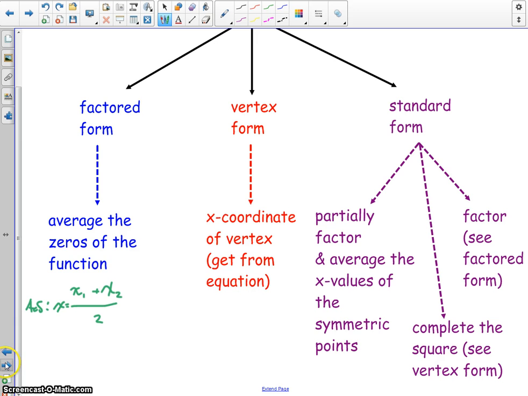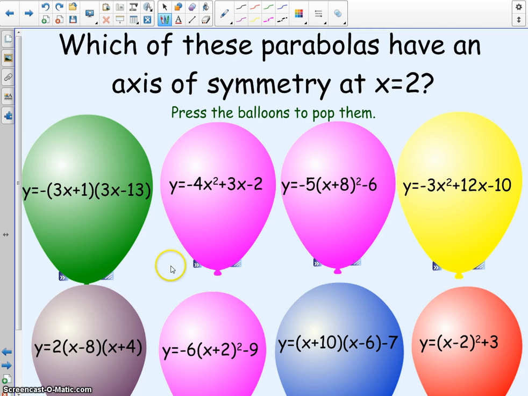So let's take a look at some examples. Here are 8 different quadratics. I want you to figure out which ones have an axis of symmetry at x equals 2. Take a few minutes, try to figure out as many as you can on your own, and then we'll take them up when you're ready. So just pause it for now.